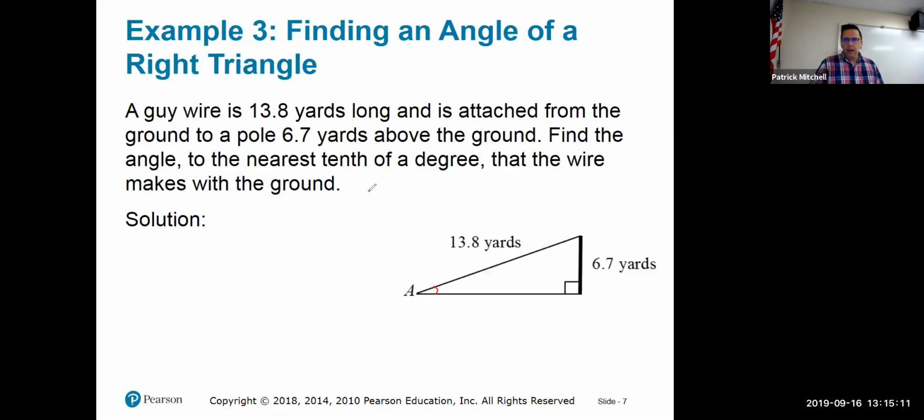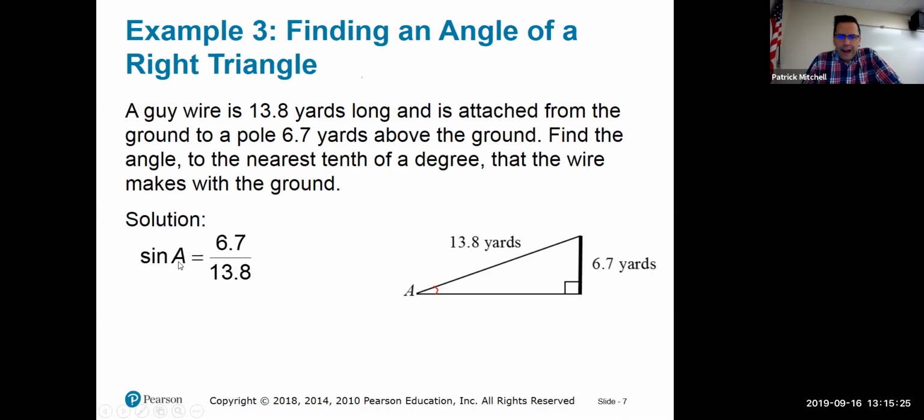All right, so hopefully you noticed that we're given the opposite side and the hypotenuse, so that means that we should get the sine involved here. Okay. The sine of mystery angle A is 6.7 over 13.8.